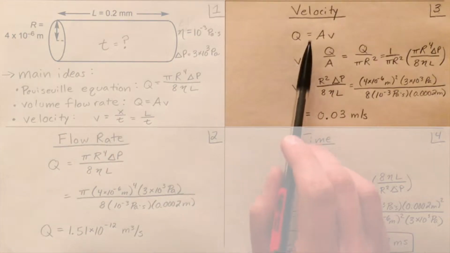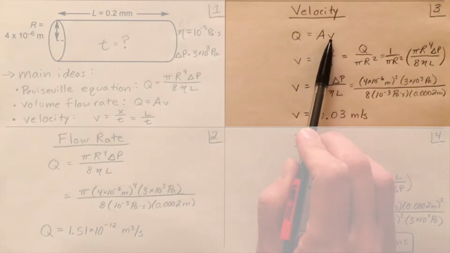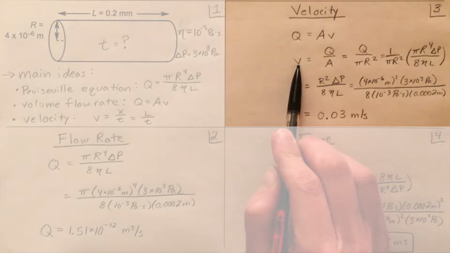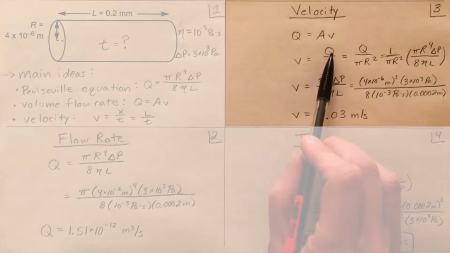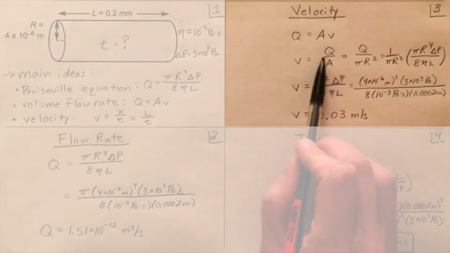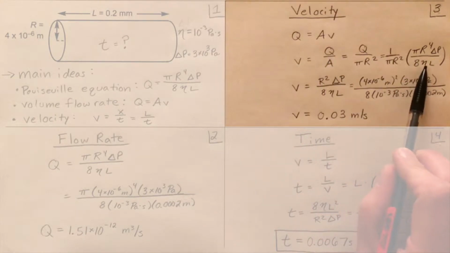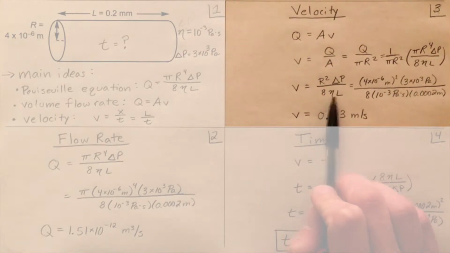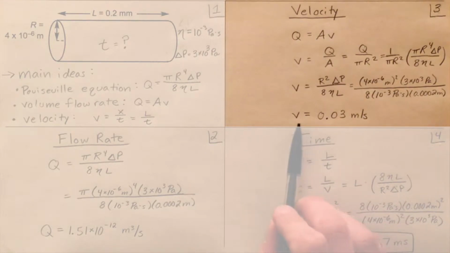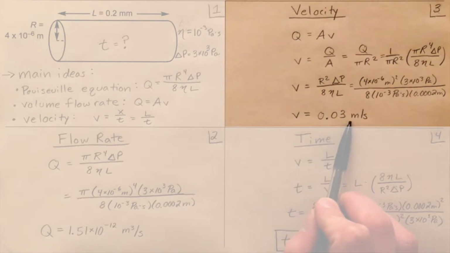Next, we write volume flow rate in terms of the cross-sectional area and the fluid velocity, and then rearrange this equation so that it is in terms of velocity. We can substitute in the Poiseuille equation for Q and arrive at this equation here, and then we can plug in the numbers to find that the velocity of the fluid is 0.03 meters per second.